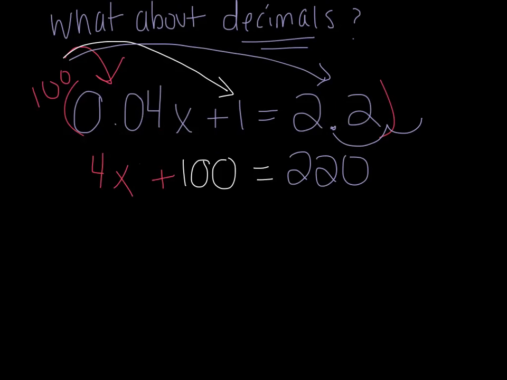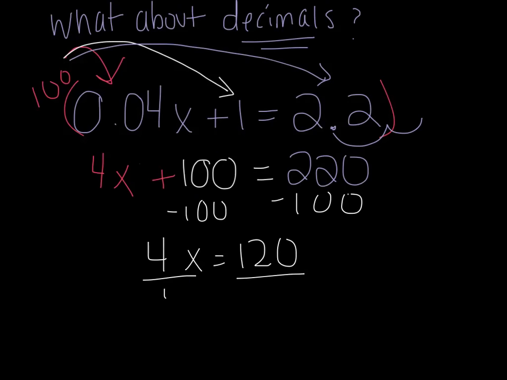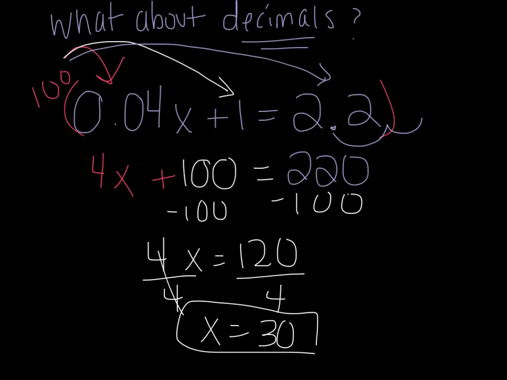Now we're working with a new equation that has all whole numbers in it and will be much easier to solve. We'll take 100 away from both sides, and we get 4x is equal to 120. And when we divide both sides by 4, you'll find out that x is equal to 30. Substitute this 30 back into our original equation. You can use your calculator to check it. You'll find that 30 works.